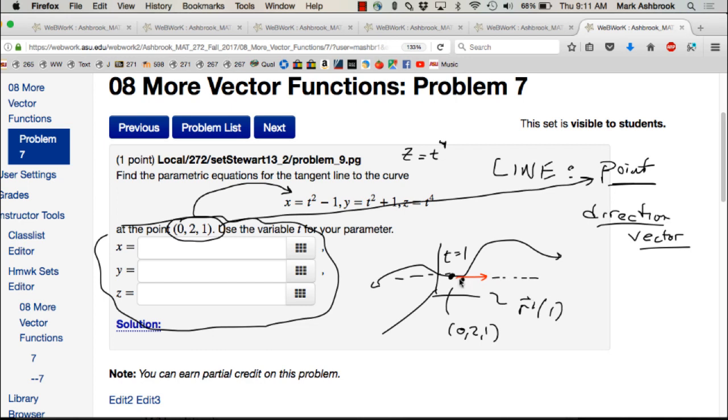So r prime of 1 will be the direction of the curve, so it'll be my direction vector for my line. So I got the point (0, 2, 1). The direction vector will just be the derivative vector evaluated at the t in question. Boom, done. Then I just use what we learned before and set up the equation of the line.